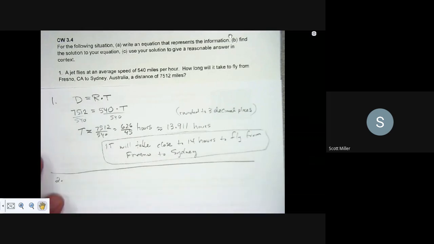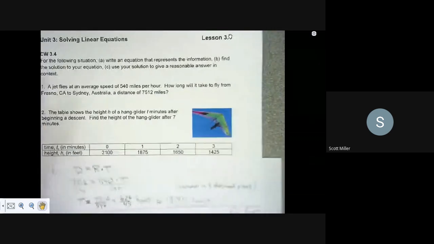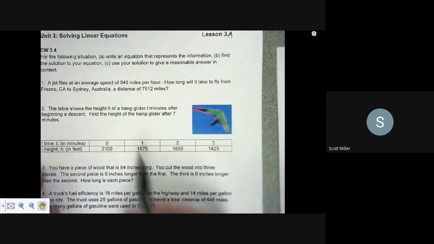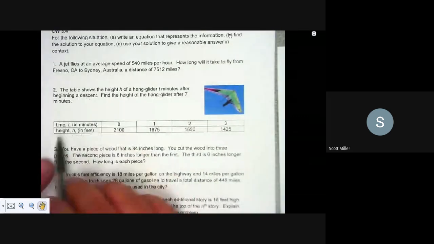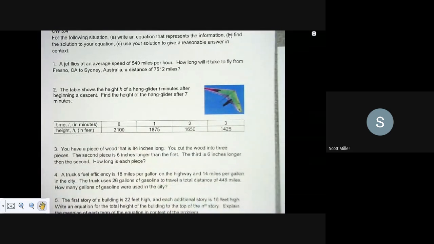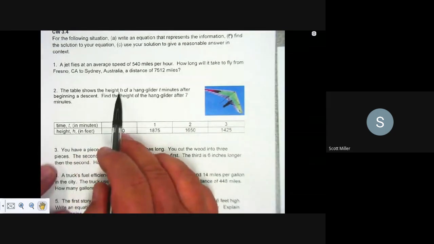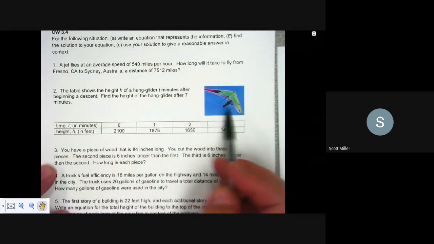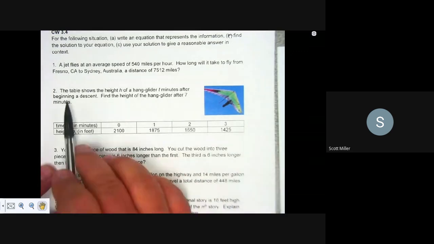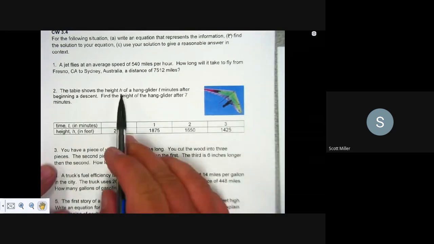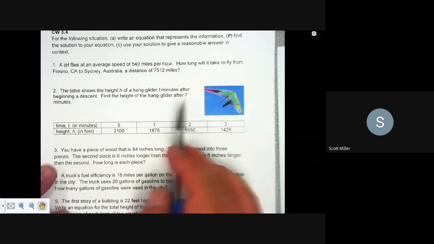So that's one using a formula word. What's the next one using? Here, I give you information in the table. This is the height of a hang glider 15 minutes after beginning a descent. Find the height of the hang glider after 7 minutes.